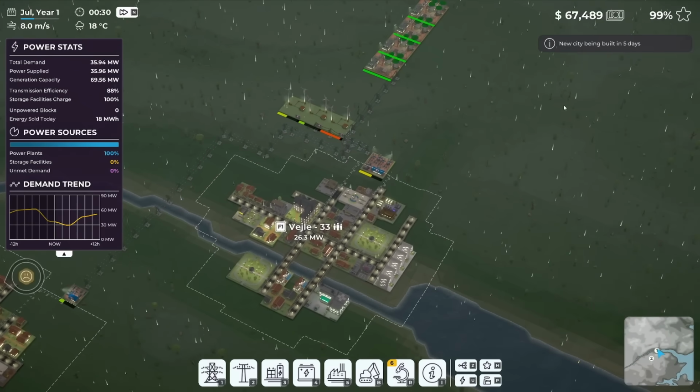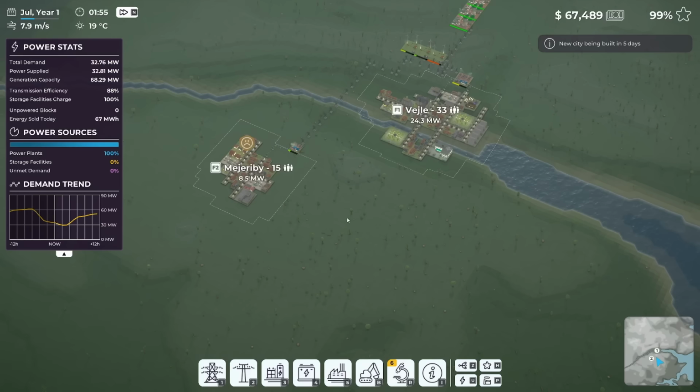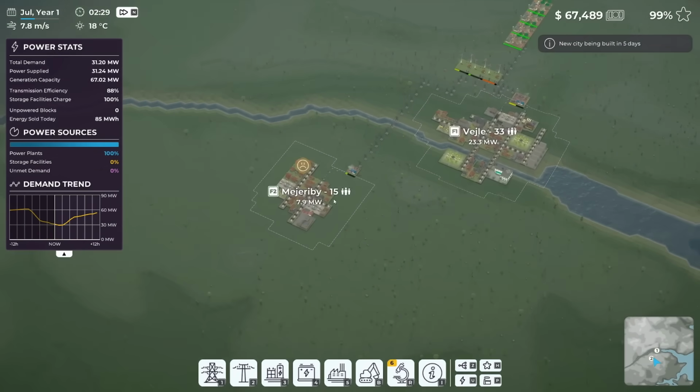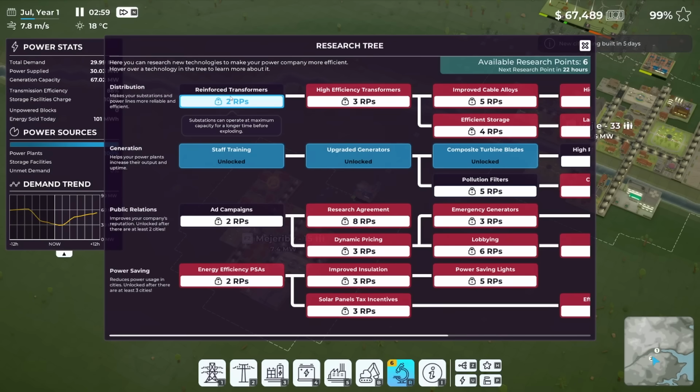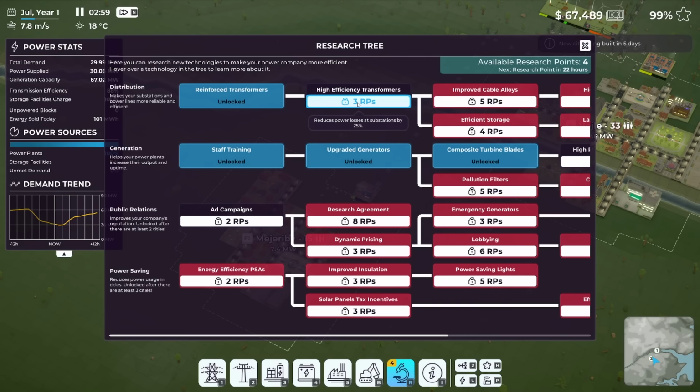Sweet. We do need to save money, because look, there's a new city being built in 5 days, and I think that's what this was. So we do need to keep our eyes peeled and make sure we don't miss the city being built this time. Amateur mistake, really. But right now, I'm going to invest in my transformers, because that means they won't explode as quickly, which would be nice. And then we'll also make the power losses at them be reduced by 25%.